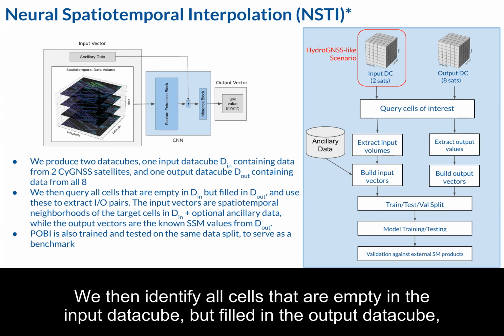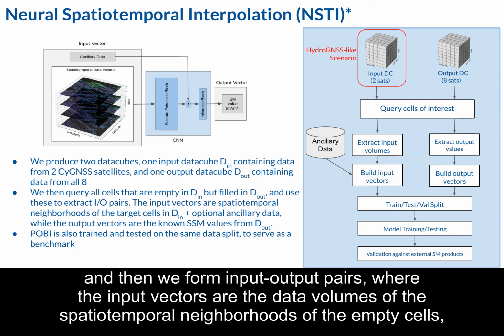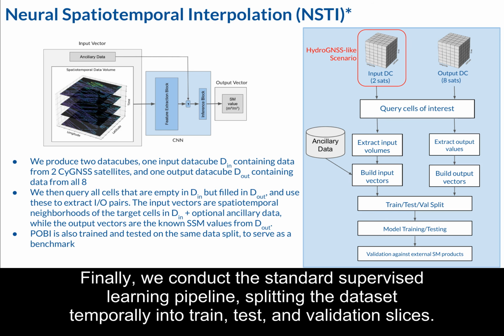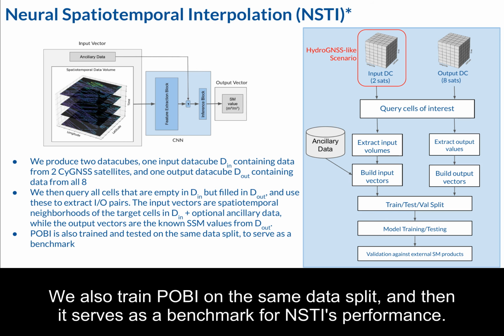We then identify all cells that are empty in the input data cube but filled in the output data cube, and then we form input-output pairs, where the input vectors are the data volumes of the spatiotemporal neighborhoods of the empty cells, along with optional ancillary data, and the output vectors are the known soil moisture values from the output data cube. Finally, we conduct the standard supervised learning pipeline, splitting the dataset temporally into train, test, and validation slices. We also train POBI on the same data split, and then it serves as a benchmark for NSTI's performance.